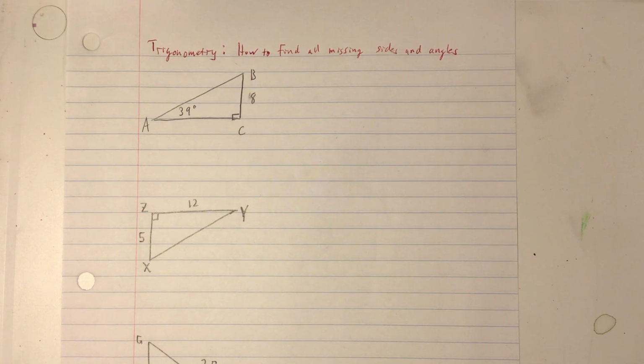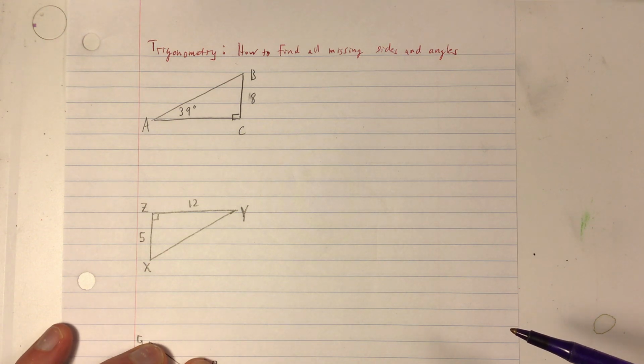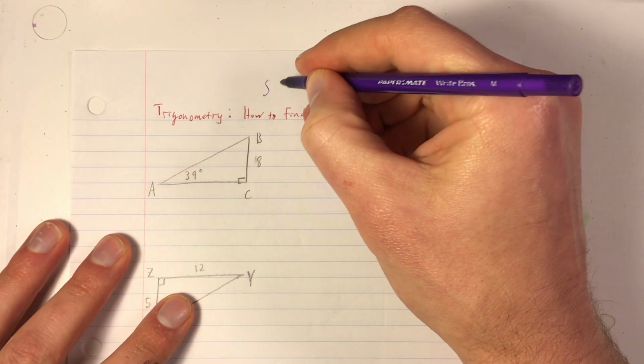All right, this is a video showing how to find all missing angles and sides in a regular right triangle. We're just thinking of basic right triangles right now, nothing fancy. So the first thing we're going to do is write SOHCAHTOA at the top.